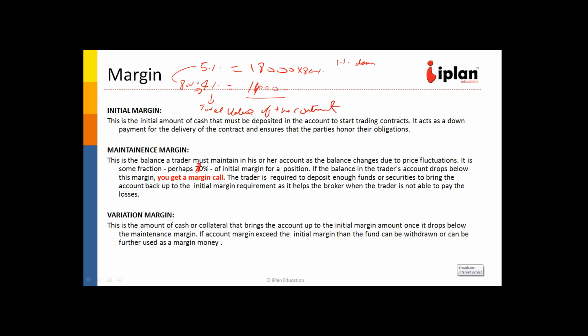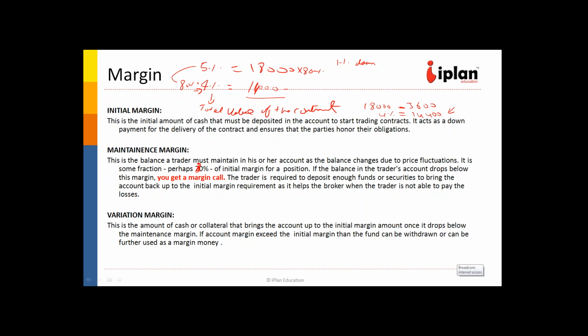So up to 80%, that means 18,000 minus 3,600, you don't get the margin call. That means 14,400, you don't get the margin call till this level. But if the balance in your account drops below 14,400, you get a margin call, because this is the 4% which you have to maintain in your account, which is 80% of the 5%. If it is below this, you get a margin call.